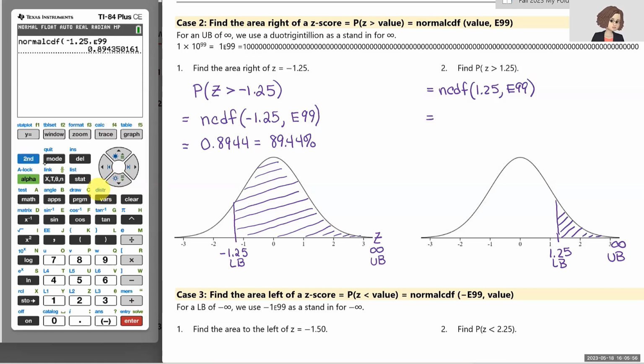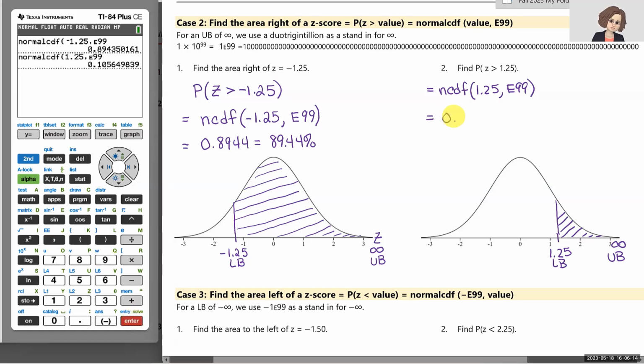All right, so second, distributions, normal CDF, 1.25 comma, and then above the comma is the EE. So second, comma puts this single E on the screen, 99. And that is 0.1056 or 10.56%.